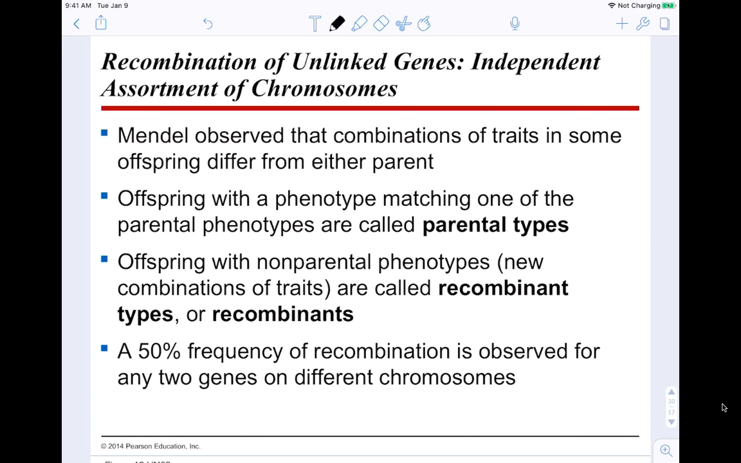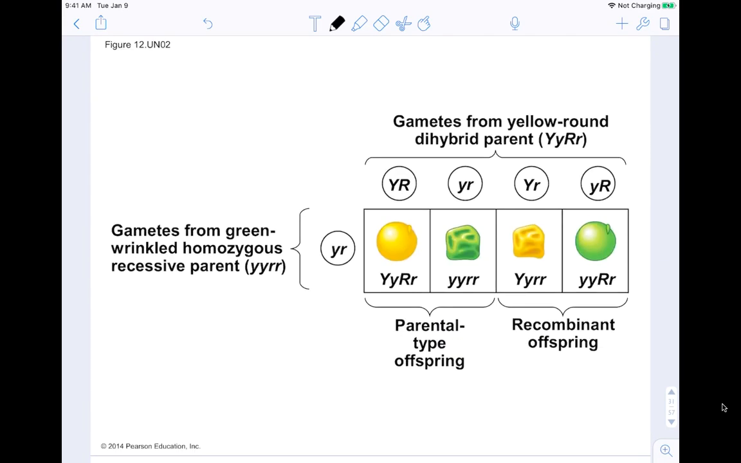A 50% frequency of recombination is observed for any two genes on different chromosomes. So it's a pretty high frequency on different chromosomes. Okay, so here's an example of that. You have the parental types here because this says yellow and round. Well, here's yellow and round. And this one says green and wrinkled, and here's green and wrinkled. But then how did we get these?